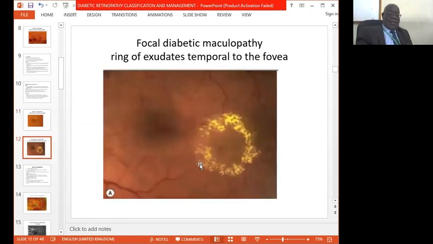There you are. This is the fovea, but there is edema just a bit out. When you see exudates like that, it means the point of leakage is in the center. Okay? Some vessel which is here in the center is what is leaking.